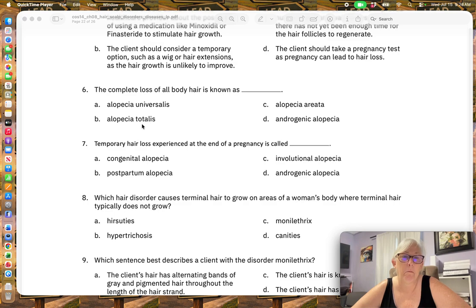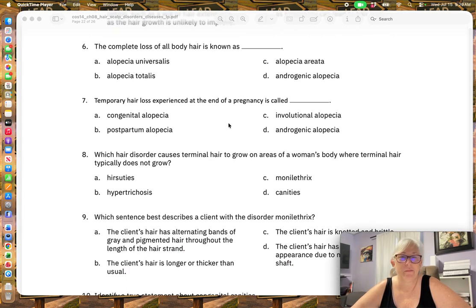Totalis looks right, but that is just on the head. Areata, we know, is patches. Androgenic alopecia, I believe, is the one that you get in old age, so don't come for me if that's wrong. We know that it's alopecia universalis is what they're asking for.